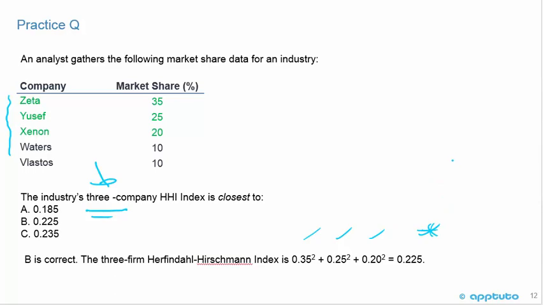So these little calculations are not that difficult. As you can see, once you've practiced them once or twice, pretty easy. And that's the last slide for this LOS.